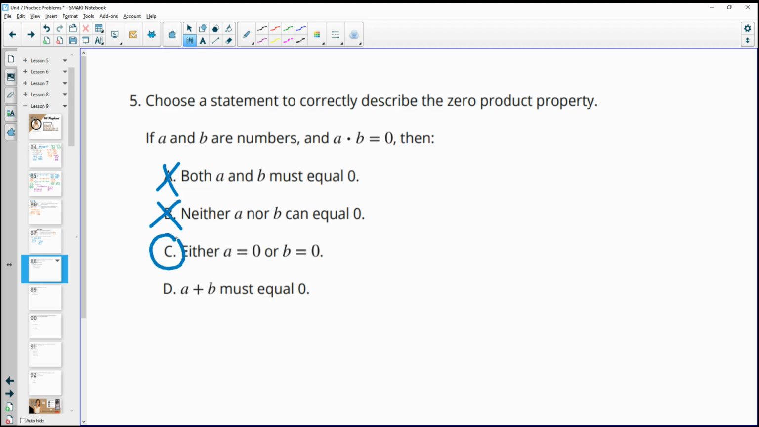And so that's answer C, that either a equals 0 or b equals 0. Both could equal 0 as well, but they don't have to. So both must is not true. So a has to be 0 or b has to be 0 or both. And then a plus b must equal 0 is not true. And you could think of that because if you did a as negative 2 and b as 2, those add to 0, but they don't multiply to 0.